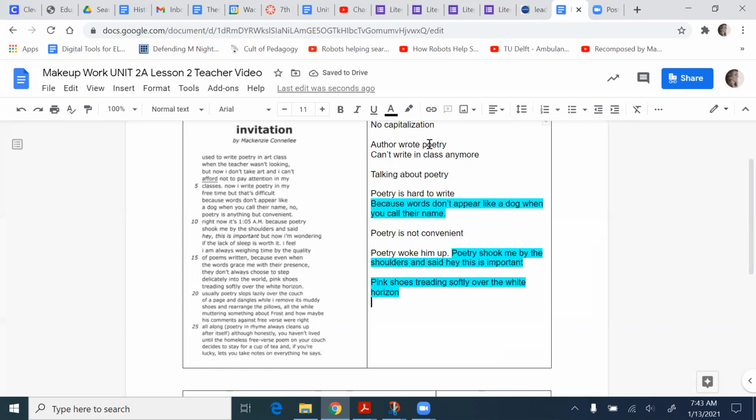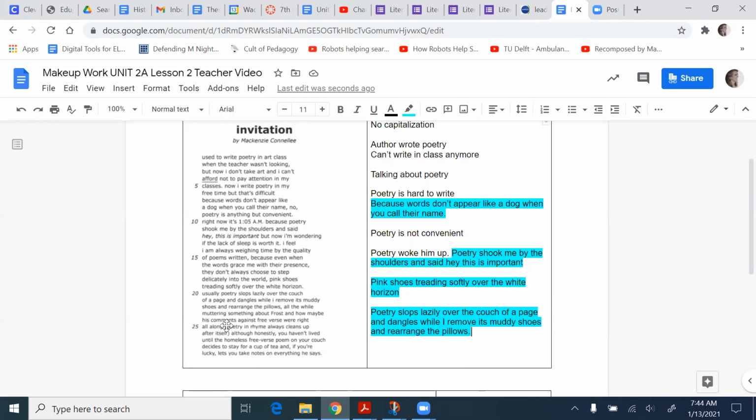"Usually, poetry slops lazily over the couch of a page and dangles while I remove its muddy shoes and rearrange the pillows, all the while muttering something about Frost and how maybe his comments against free verse were right all along." Okay, so again, I don't know what it means on this second read, but poetry slops lazily over the couch of a page and dangles while I remove its muddy shoes and rearrange the pillows. I don't get what he's talking about, but I get the picture in my head that he's comparing it to a little kid dangling their shoes over the couch, and you're having to take its shoes off and rearrange the pillows. So I get the picture, but I don't know what it means.